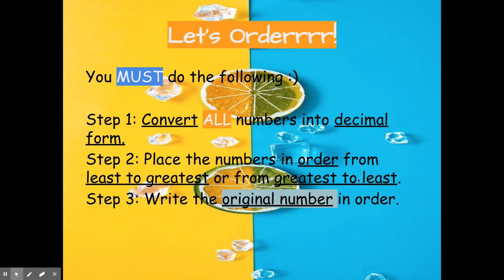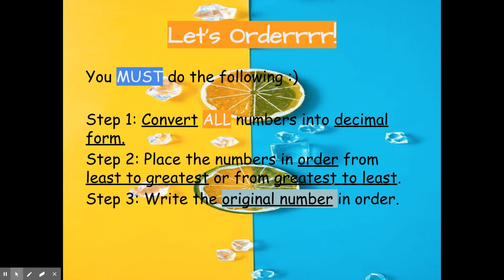There's 2 ways we can order our numbers. We can go from least to greatest, or smallest to biggest, or from greatest to least, from biggest to smallest. And that all depends on what the question's asking us for. Then step 3 is we're going to write the original numbers in order. However the numbers are originally presented to us, we're going to rewrite them, but we're going to put them in order, either from least to greatest or from greatest to least.